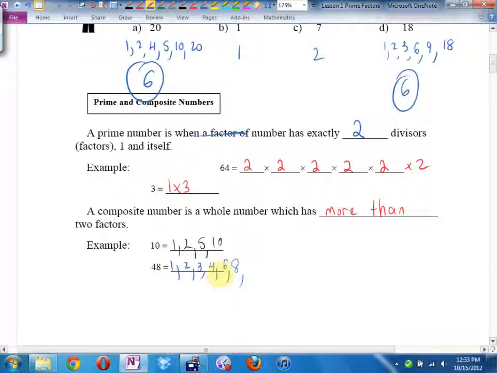4 times what? Oh, because it's going to be twice as big as what 8 needs. Yeah, 12. 8 needs a 6, so 4 needs a 12. 3 times what? Ooh, nice catch. 2 times 24, because it's going to be twice as big as what the 4 needed. And 1 times 48. 48 has 1, 2, 3, 4, 5, 6, 7, 8, 9, 10 factors.